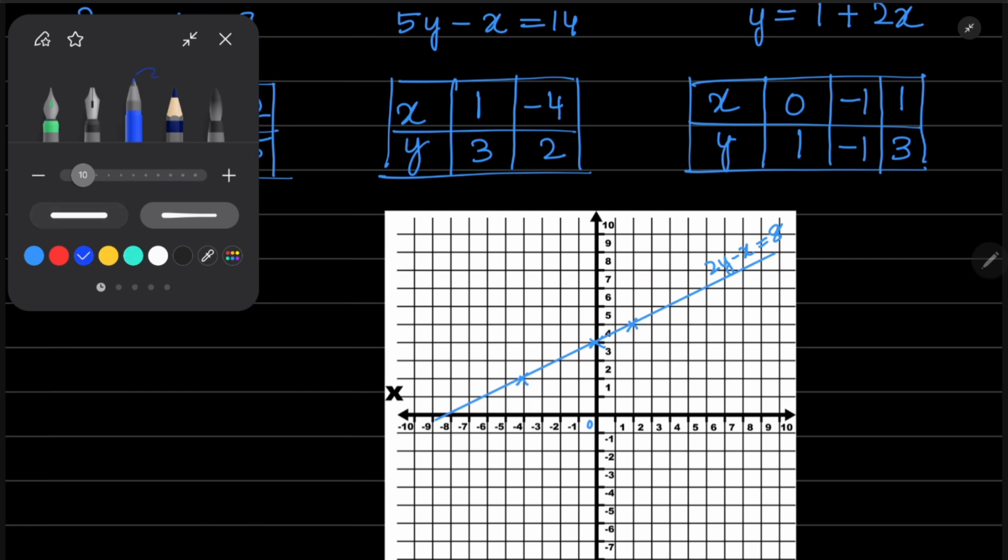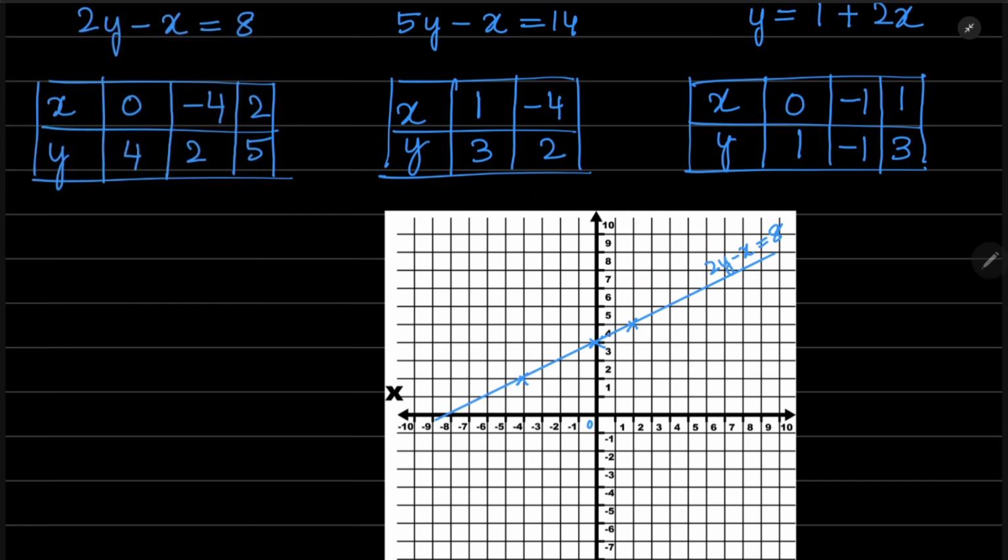Okay. What is the second line? (1, 3). Where is your 1? (1, 3). So this is your (1, 3). And then (-4, 2). Minus 4 and then 2. Okay, so let us draw a straight line again. So here, this is your line. Correct?